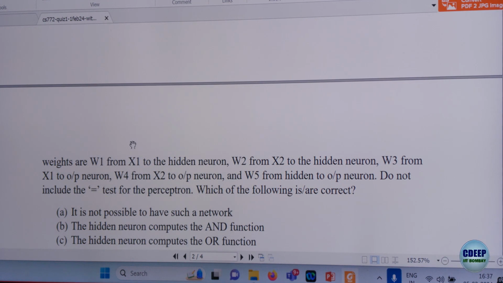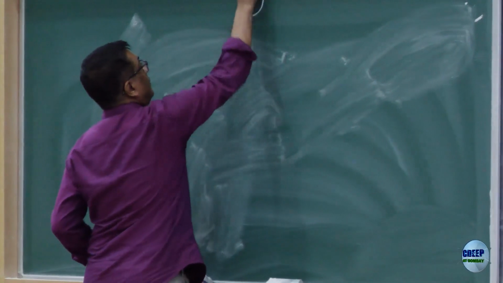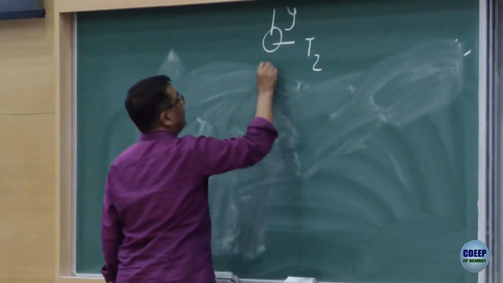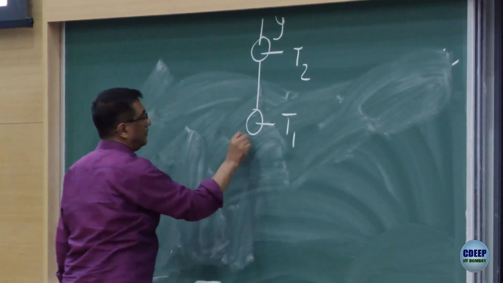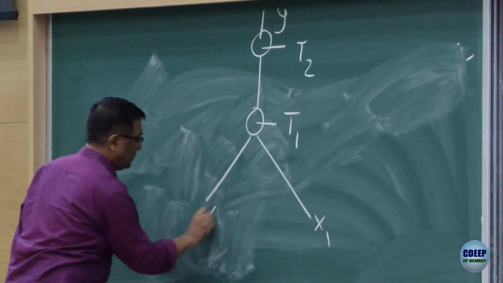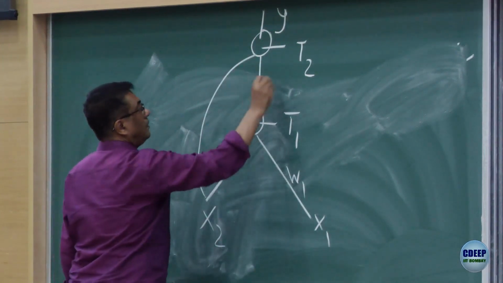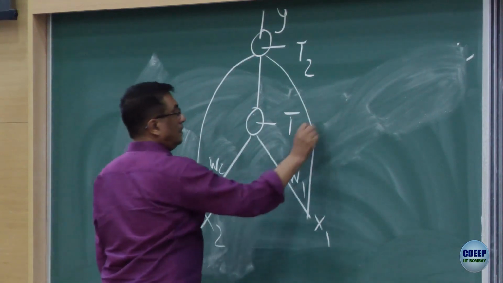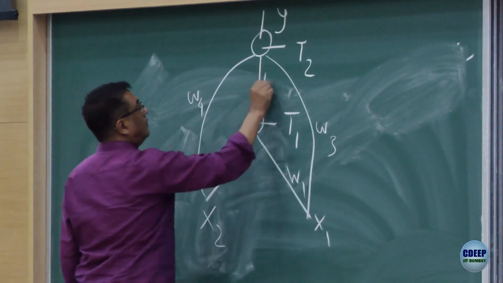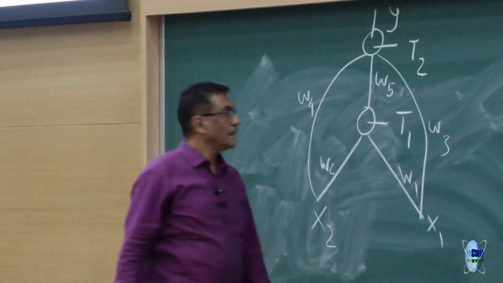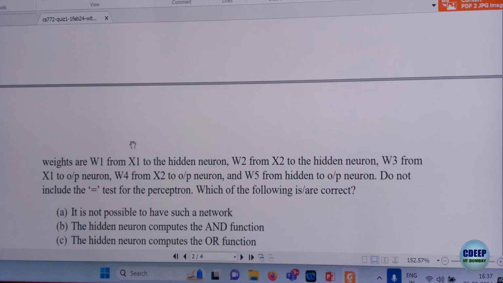Do not include the equal to test. Which of the following are true? So for answering this question, I think most of you have drawn the network, no? Otherwise, this text can be confusing. This is the network. So it is not possible to have such a network. It's not possible. That's false.